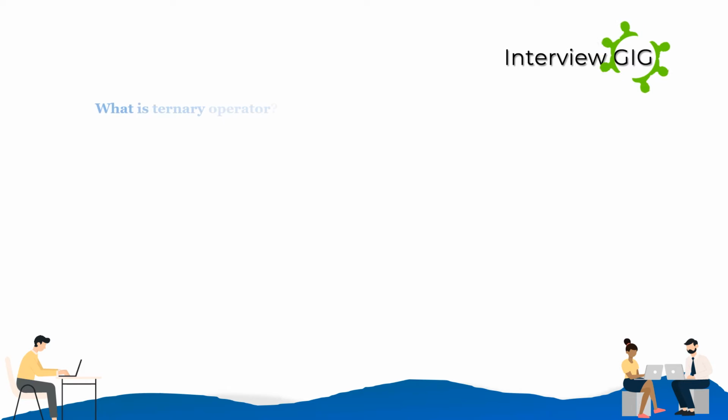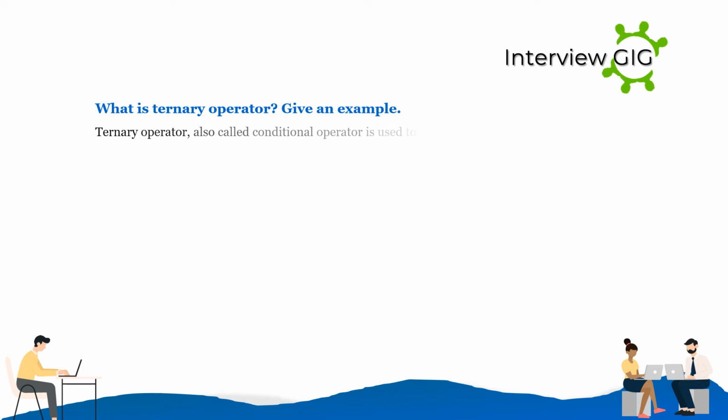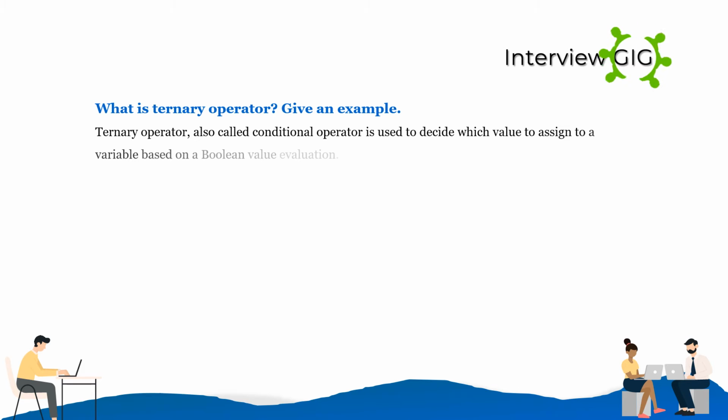What is the ternary operator? Give an example. The ternary operator, also called the conditional operator, is used to decide which value to assign to a variable based on a Boolean value evaluation. It's denoted as ?:.